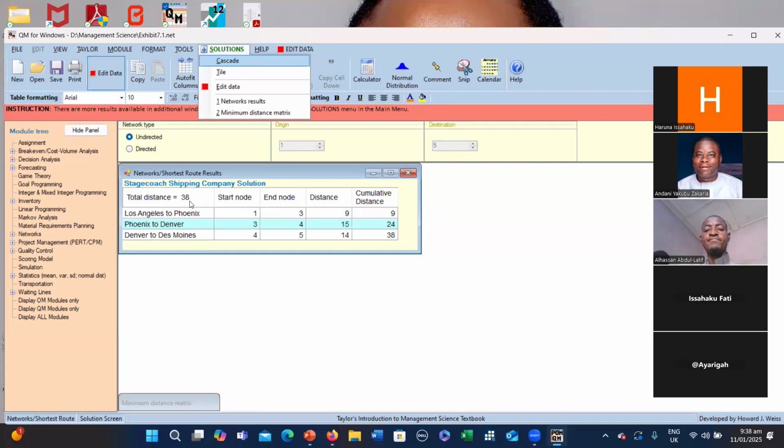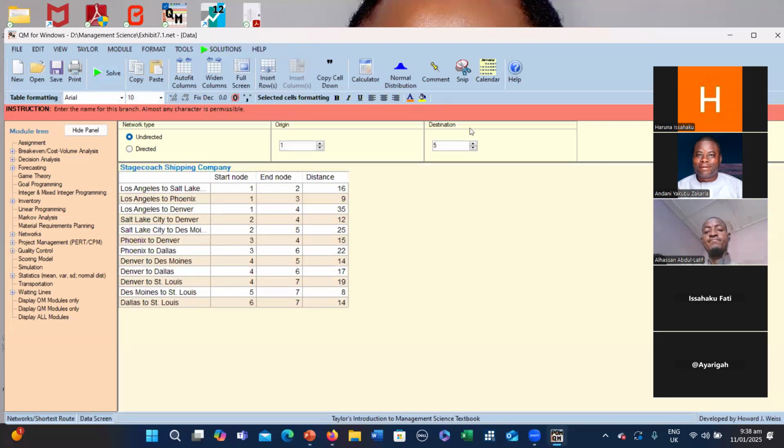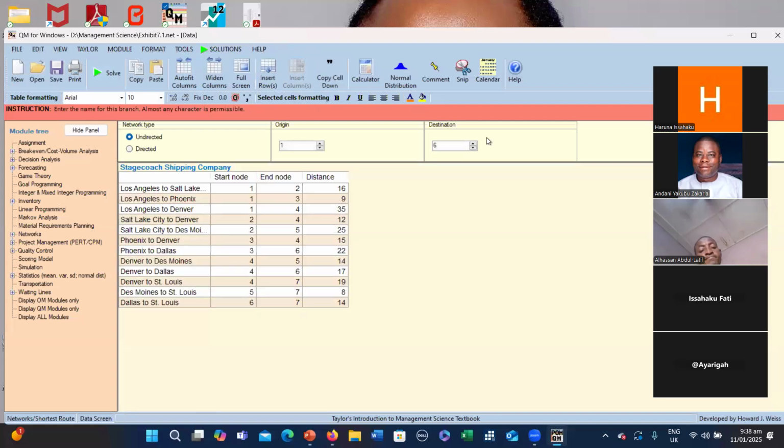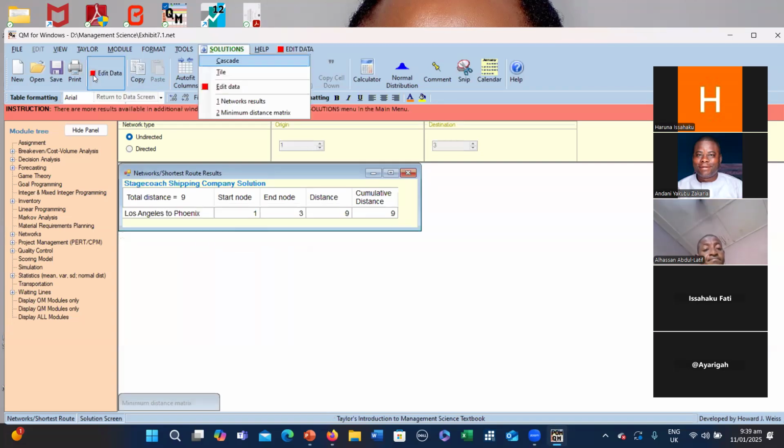So if you want to do it for any branch, just change it. So to 6, I run again. It will give me the solution for 6. If I go back and change it to say 3, it will also give me the solution, and so on and so forth.